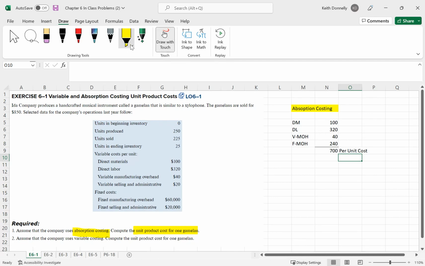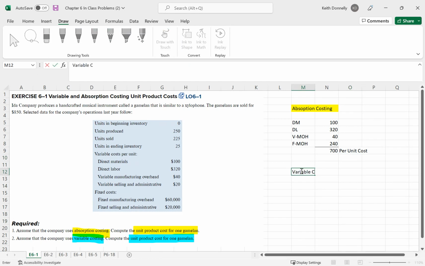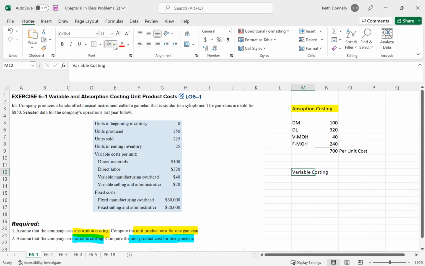All right, continuing. Let's look at B here. It says assume the company uses variable costing. Compute the unit product cost for one of the instruments. Okay. So they want the same thing. So we're going to be looking here at variable costing. Make this guy blue.